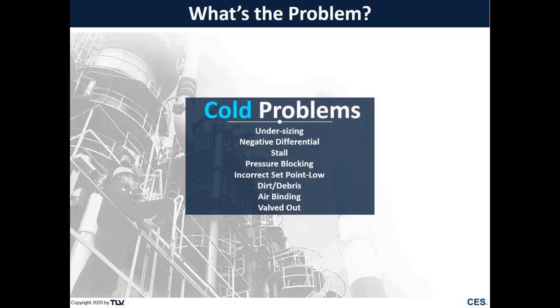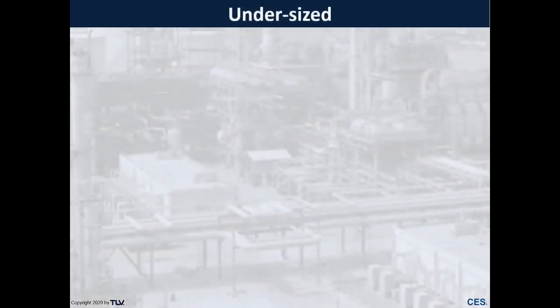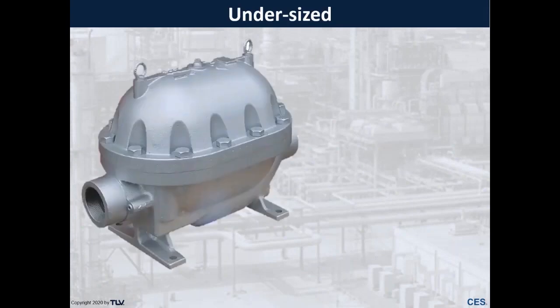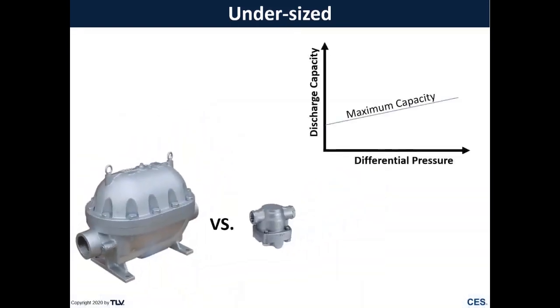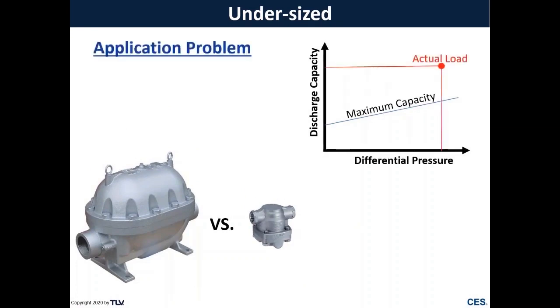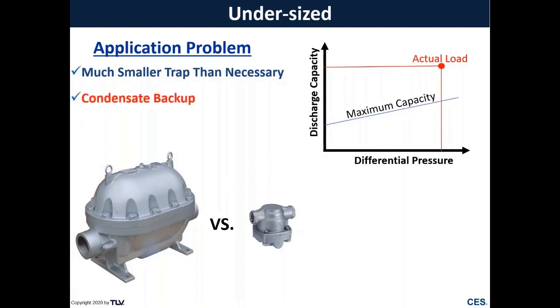Next, we're going to talk about cold problems, and this is where condensate is not being drained properly and can back up condensate into your steam system. So here, sometimes we'll see applications that need a large trap with a large capacity, but what we end up seeing is a tiny little trap meant for just drips and tracers. Like we mentioned, every trap has its maximum capacity, and if the load is above that capacity, you can't drain the condensate properly. And so when you can't meet that condensate load, condensate will back up, and this gives you poor process performance.